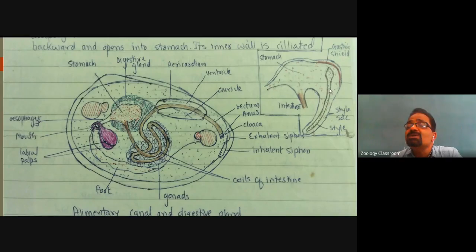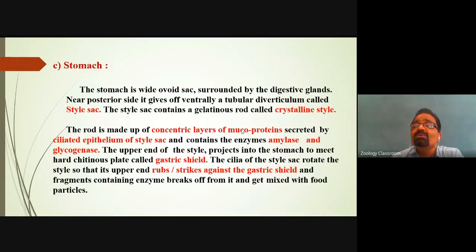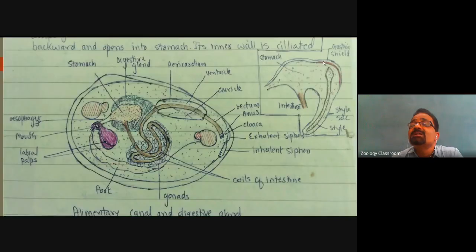Inside this is the rod-like structure called the style. The crystalline style is present, and the rod is made up of concentric layers of mucoproteins secreted by the ciliated epithelium of the sac, and it contains the enzymes amylase and glycogenase. Very important, this structure is typically present in bivalves. The upper end of the style projects into the stomach to meet the hard chitinous plate called the gastric shield. Now see, this is that gastric shield, and this wall contains epithelial cells which are responsible for secretion of the enzyme. This is the hard chitinous part present at the roof of the stomach, called the gastric shield.